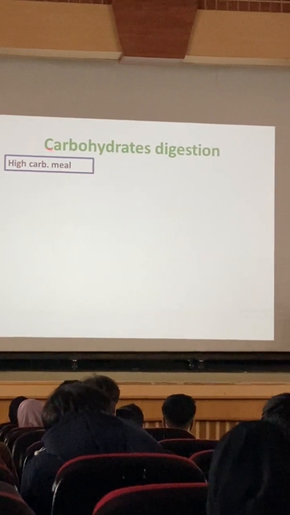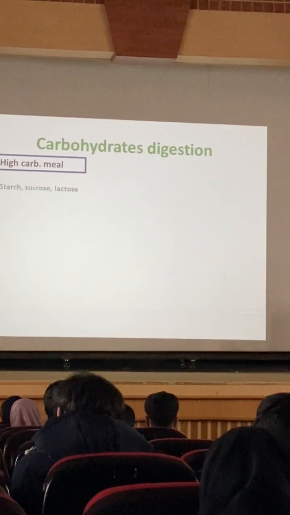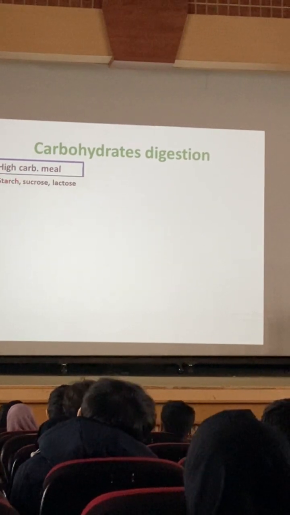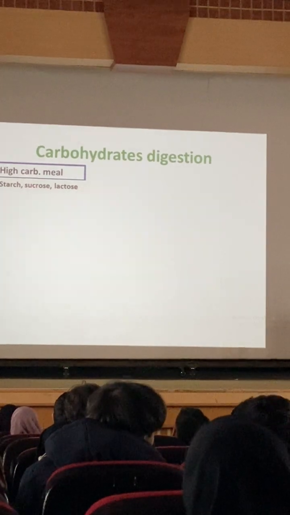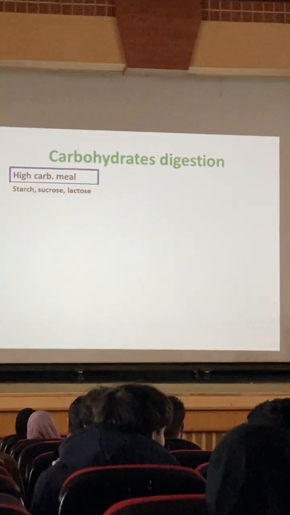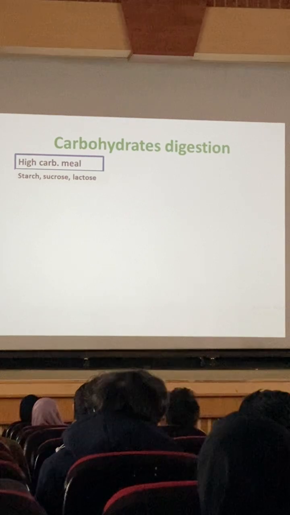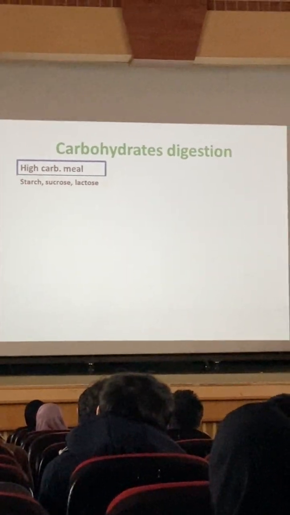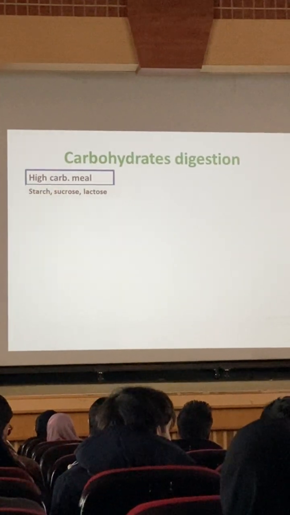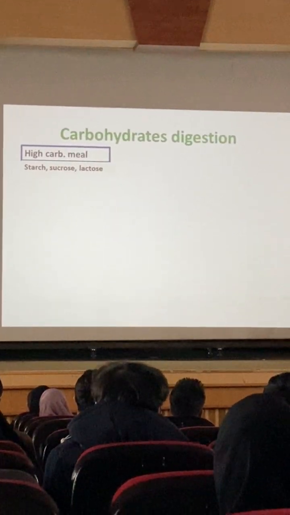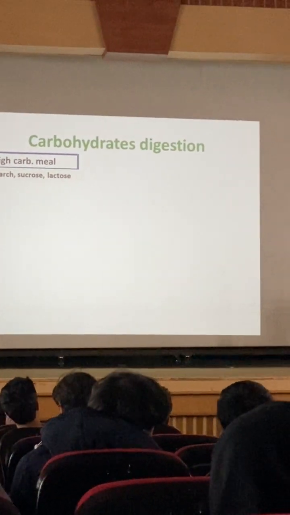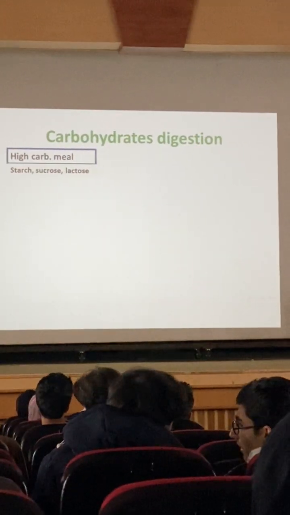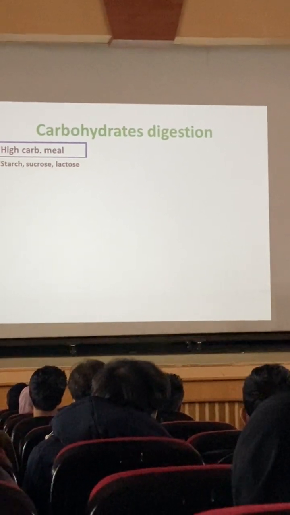If we eat a high carbohydrate meal, most of our meal is composed of complex carbohydrate. It's composed of starch mainly, and some sucrose and some lactose from dairy products like milk, yogurt, and others. So we have a high carbohydrate meal, mostly starch. Starch is a polysaccharide.